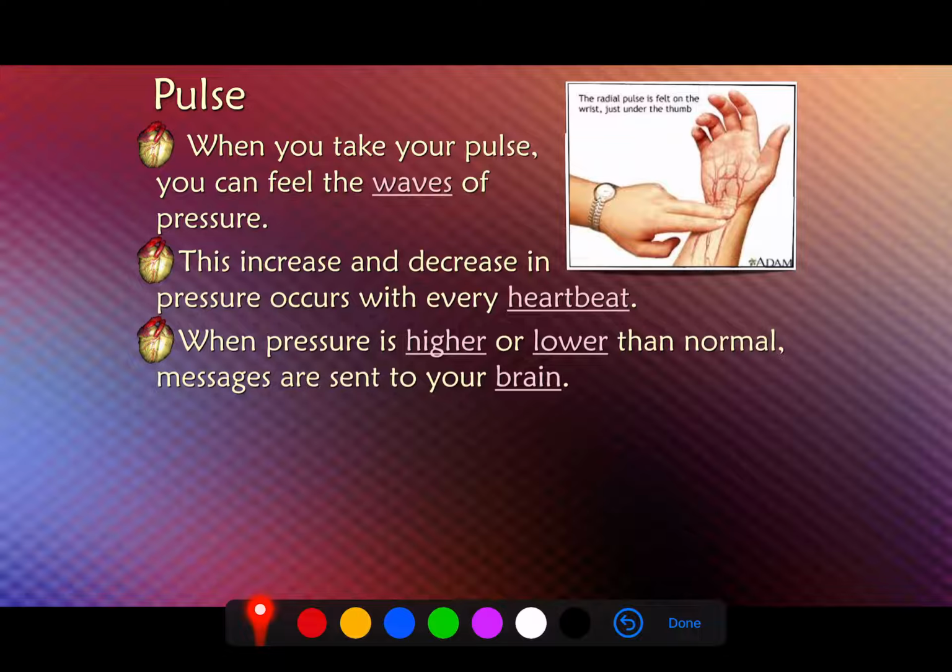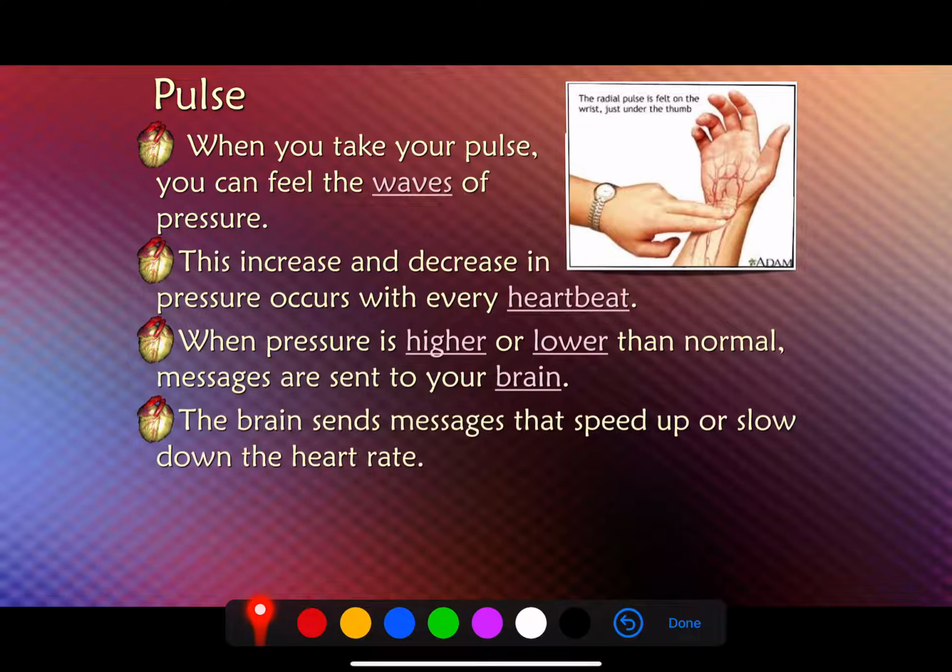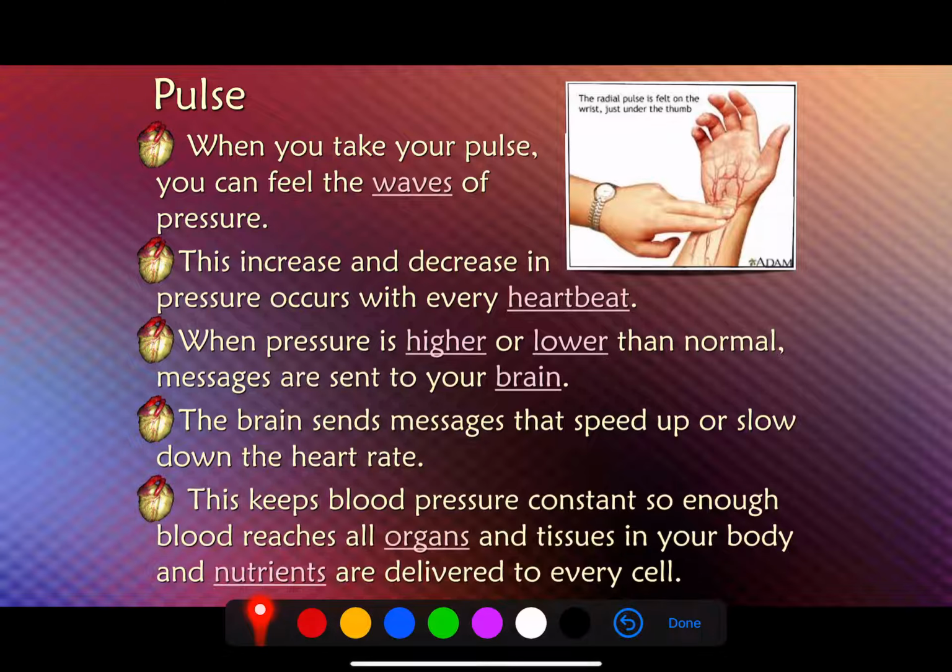When the pressure is higher or lower than normal, again, messages are going to be sent to your brain, and then your brain is going to send messages that speed up or slow down the heart rate. And once again, we keep talking about the brain, which is in the nervous system, which is constantly getting signals to keep your body functioning the way it should function. Remember, we talked about your brain gets a signal if there's a buildup of carbon dioxide in your body and causes you to breathe faster. Same thing is happening with the heart rate. That keeps blood pressure constant, even, steady, so that enough blood is going to reach all of your organs, all of your tissues, cells in your body, and that the nutrients are delivered to every cell.